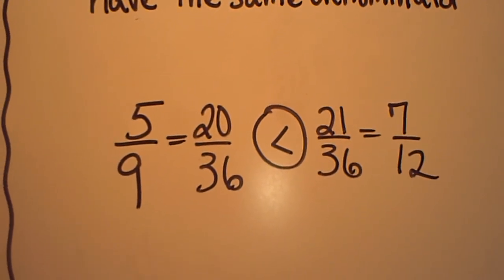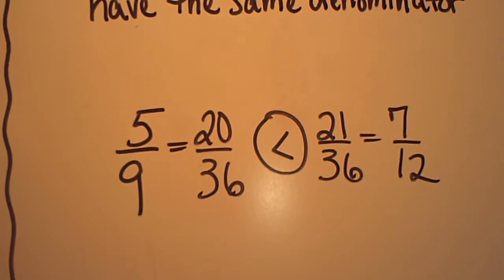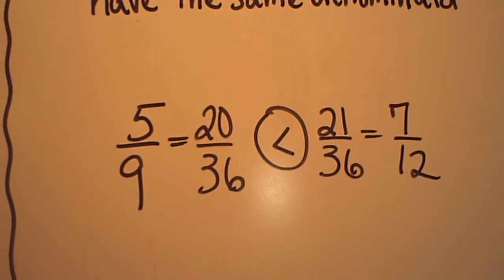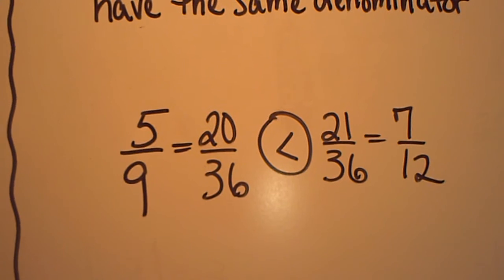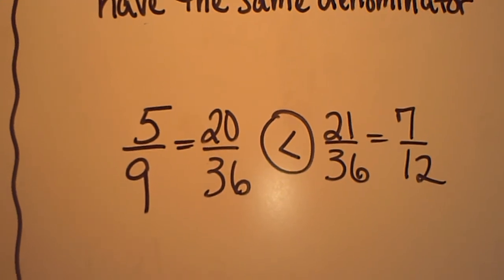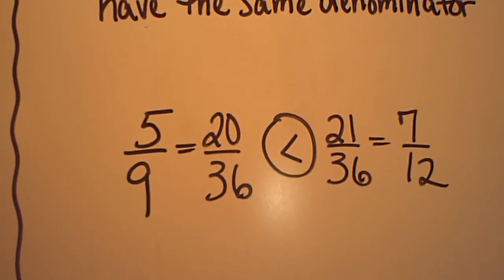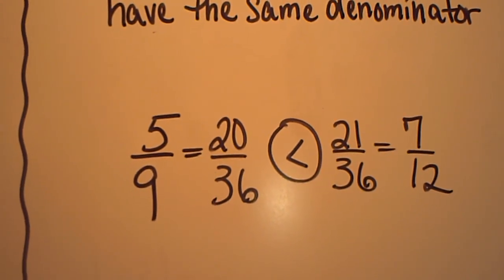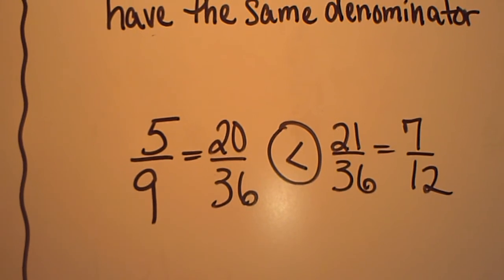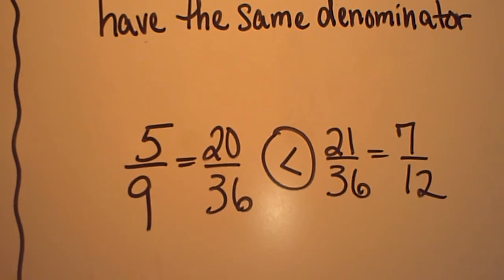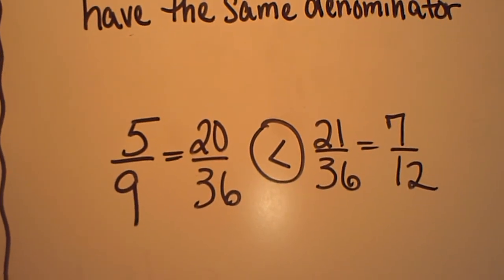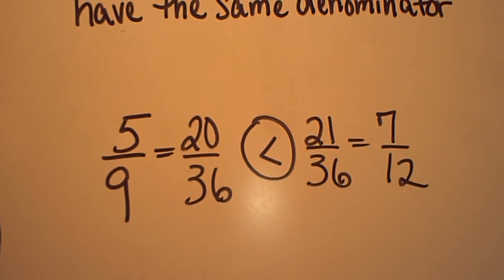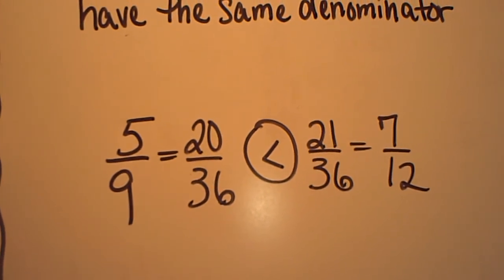So now that we have common denominators, we can absolutely see that the larger of the two fractions is 7/12, because when both fractions have the same denominator, we have 21/36 compared to 20/36. Okay, now this is important because this is going to allow us to eventually add and subtract fractions.